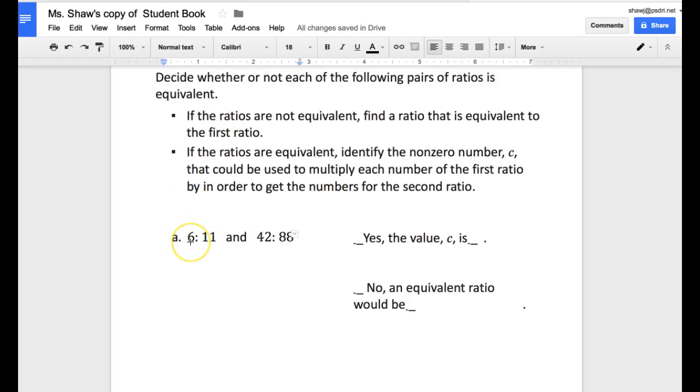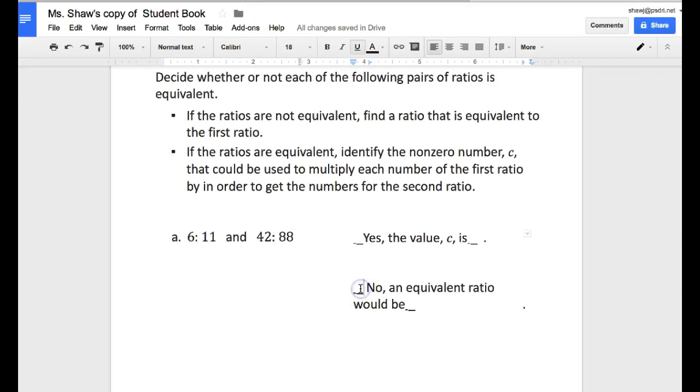We're going to start with 6 times something will give me 42. So 6 times what gives me 42? You know your multiplication tables. It's 7. Okay, so 11 times 7, because it needs to also be 7, should equal 88. But 11 times 7 does not equal 88, does it? No, it equals 77. That being the case, is this an equivalent ratio? No, it's not.